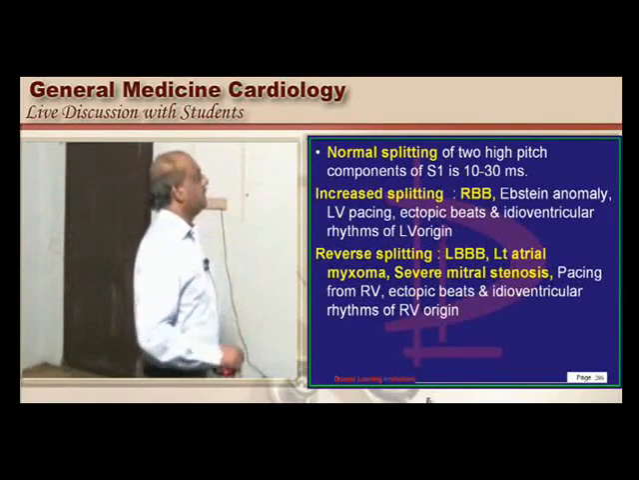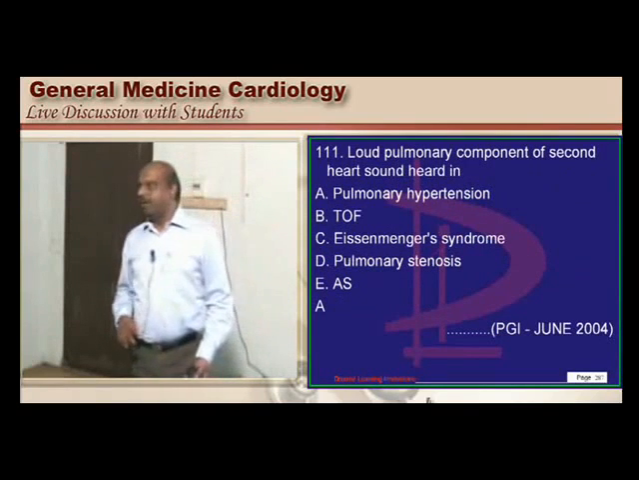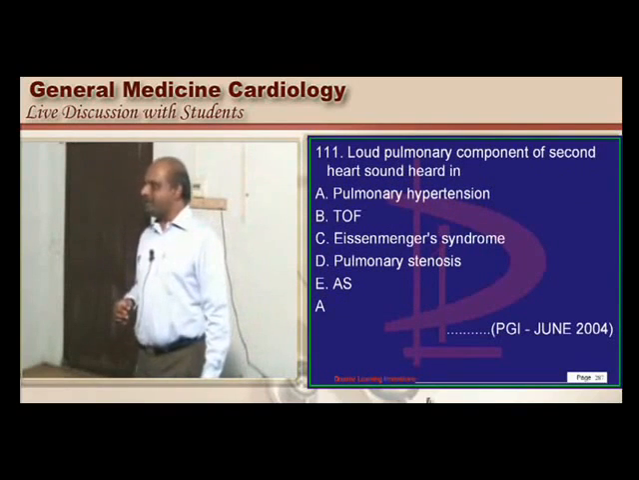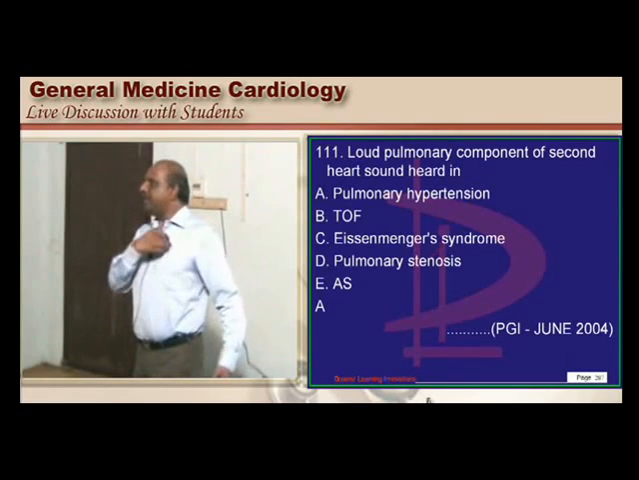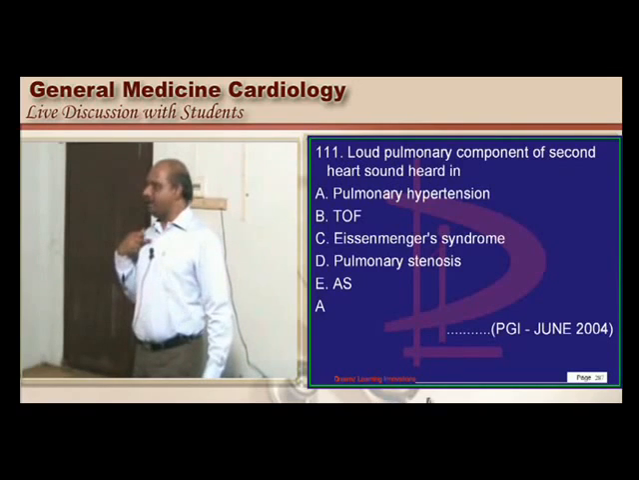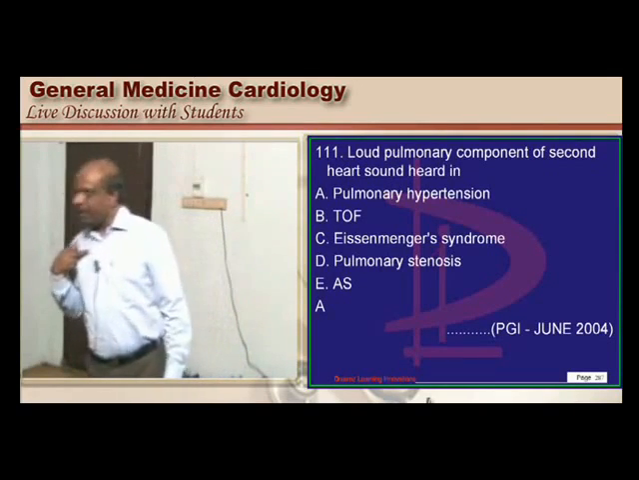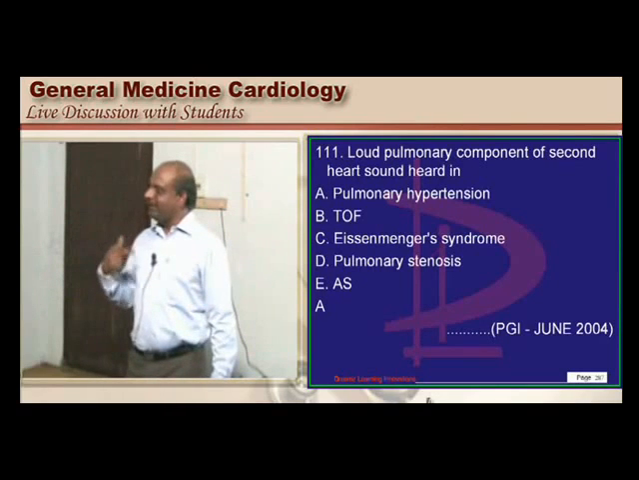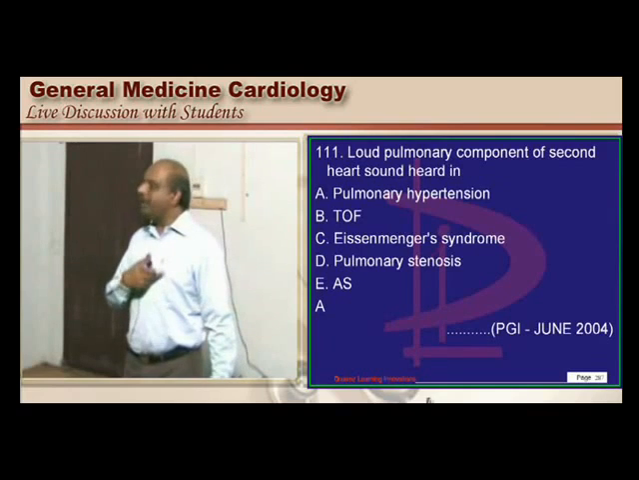Now, the loud pulmonic component of the second heart sound, where do you have it? If there is pulmonary hypertension, what are the important features? Where is the pulmonic area? The left second intercostal space is pulmonic, the right second intercostal space is aortic. And what is the neo-aortic area? The third and fourth left intercostal spaces are the neo-aortic area.